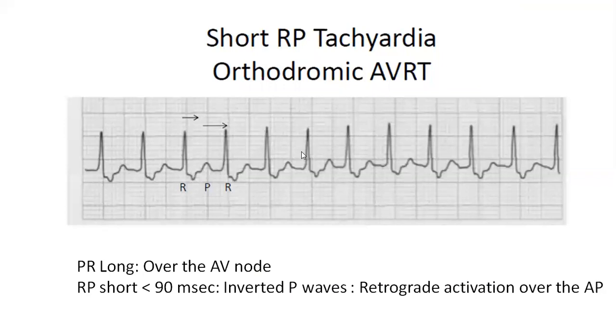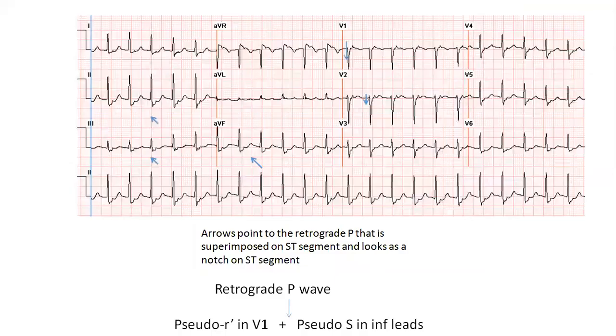Okay, so this is how a short RP orthodromic tachycardia will look. All re-entrant tachycardias will have a negative P wave in the inferior leads, meaning it's retrogradely activating. So this is a classic narrow complex regular tachycardia with 1-to-1 AV conduction and a short RP. You'll see a pseudo R and a pseudo S pattern here, which is a short RP tachycardia.